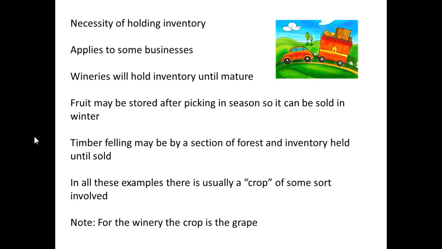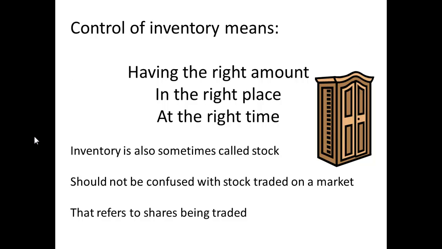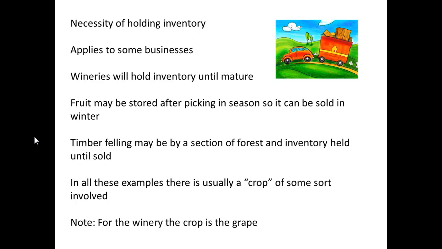A timber merchant may fell a section of forest during the summer and may sell that over the winter period as well. So in all these examples, it's usually because there's a crop of some sort involved and the harvesting of the crop takes place at a particular time. In the case of the winery, of course, the crop is grapes. So that's control of inventory.